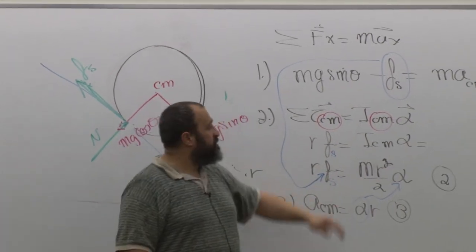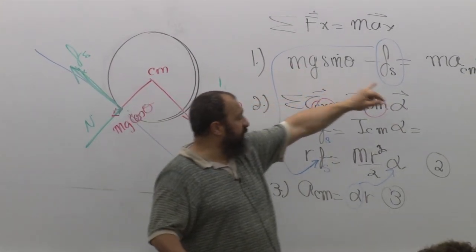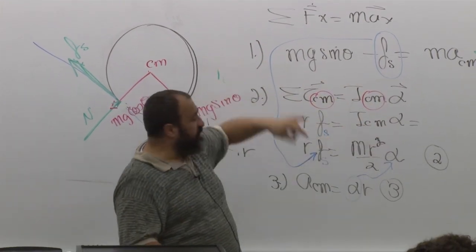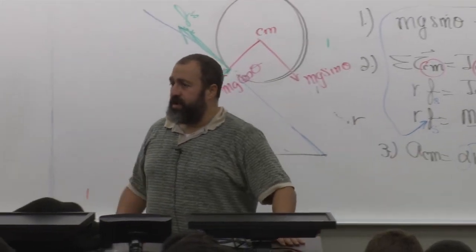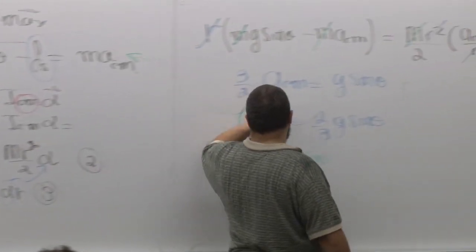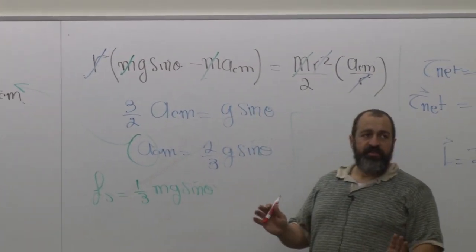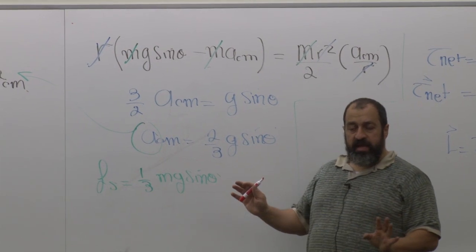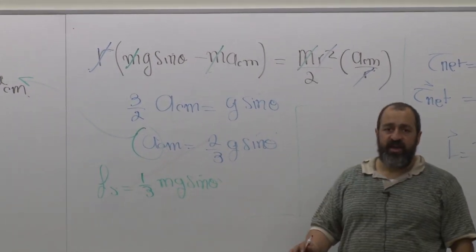Fine, good. We don't know F, we don't know a, we don't know alpha. Three equations, three unknowns. The third equation is a_cm equals alpha R. Put them all together, and we came up with a result that a_cm is equal to 2/3 g sin theta, and the force of static friction was 1/3 of mg sin theta.